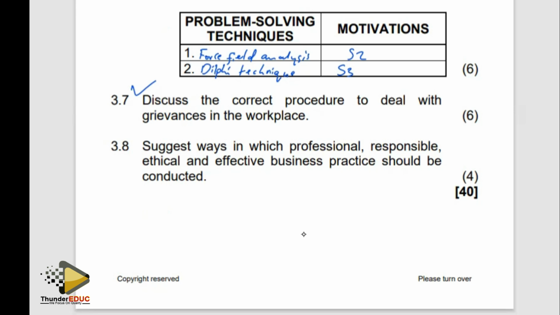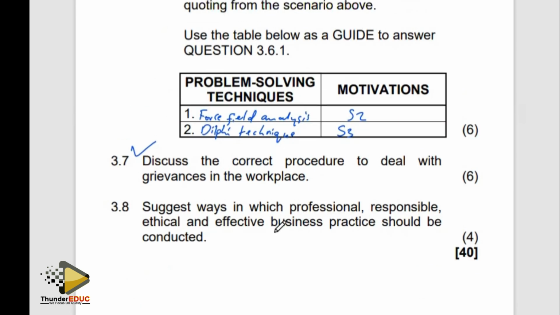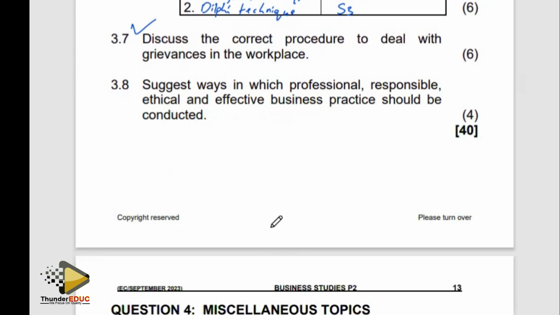Right. So now let's check the issue of professionalism, responsible, ethical, and effective business practices. 3.8 reads as follows: suggest ways in which professionalism, responsible, ethical, and effective business practice should always be conducted.